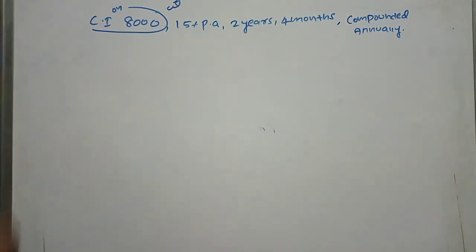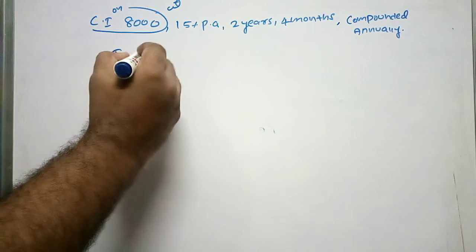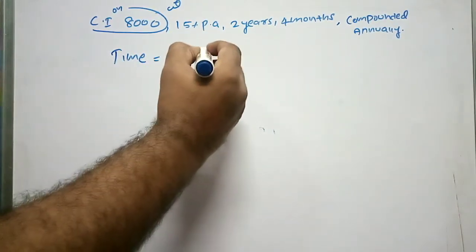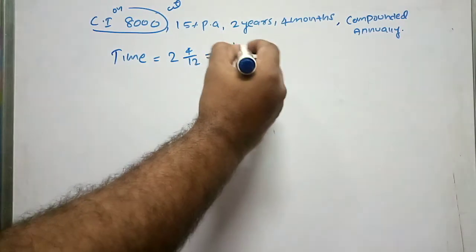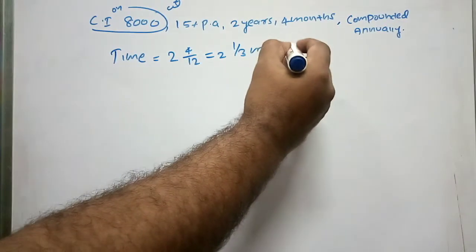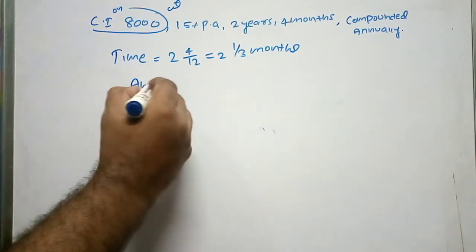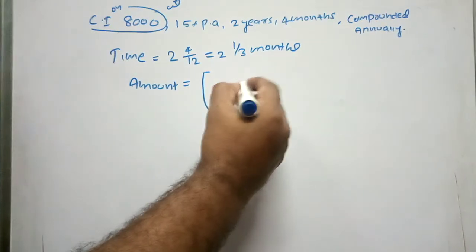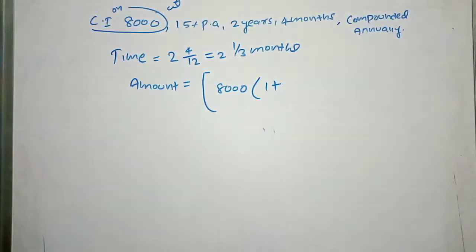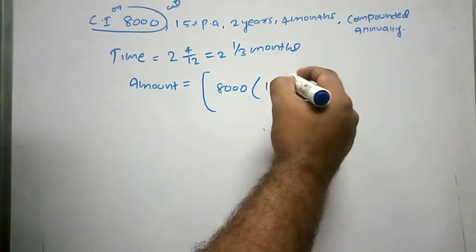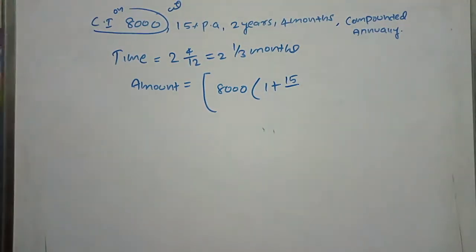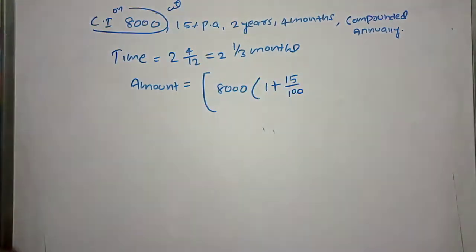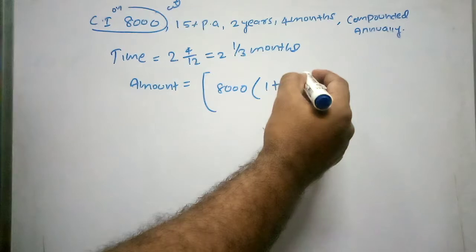Then generally time we will take, time is equal to how much? 2 years 4 months means 4 divided by 12, then 2 and 1 by 3 years. Okay, so let us say amount is equal to, what is the principal? 8,000, then 1 plus rate of interest, which is 15, so 15 divided by 100, whole square.